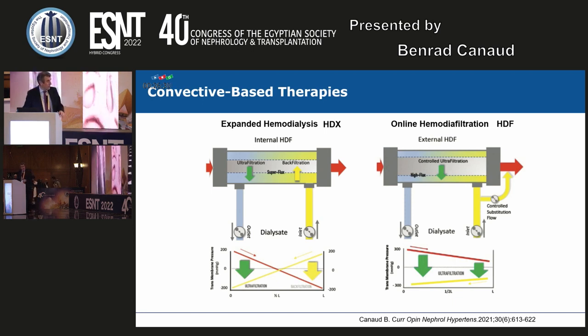On the right side, you get online hemodiafiltration, and you understand, based on the transmembrane pressure diagram on the bottom, that the perspective is completely different. Because in the first part, you remove a lot of water, ultrafiltration, when you drag the solute inside, and then you substitute post-filter. Mostly post-filter, sometimes pre-filter, but in Europe, 80% post. And you see the profile of the pressure is different. So, two different aspects relying on convective-based therapy.